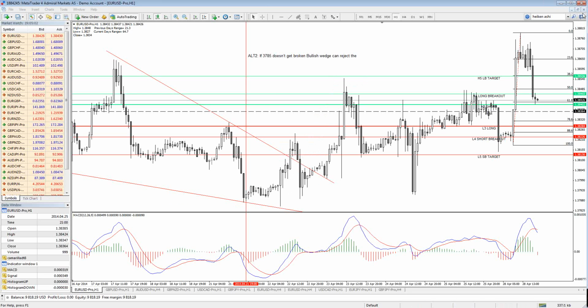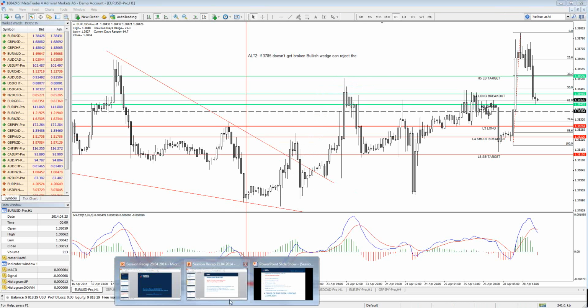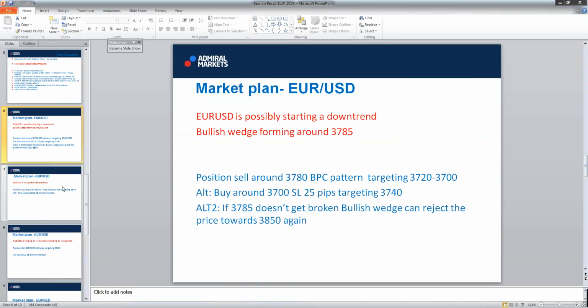So for any of you who were patient enough to wait, maybe to buy, this was the buying region, and this was basically the touch of that region here. It was the target price, TP. So, a nice trade from Cable.